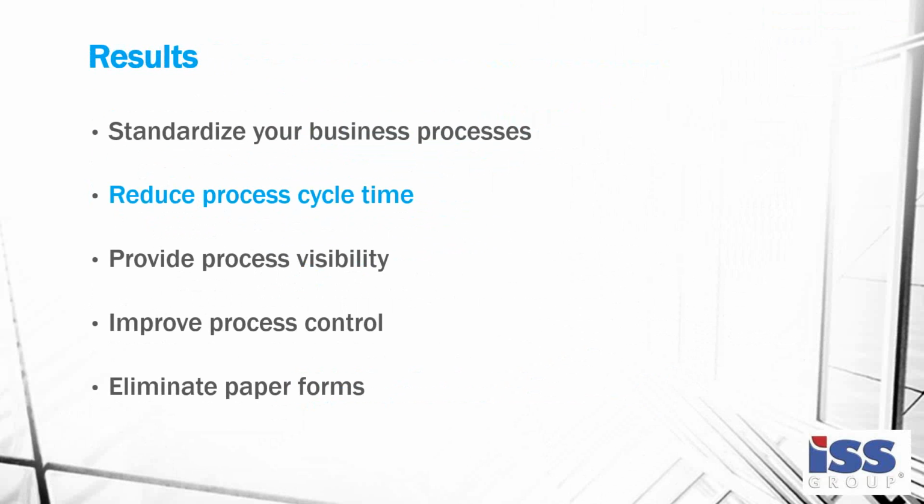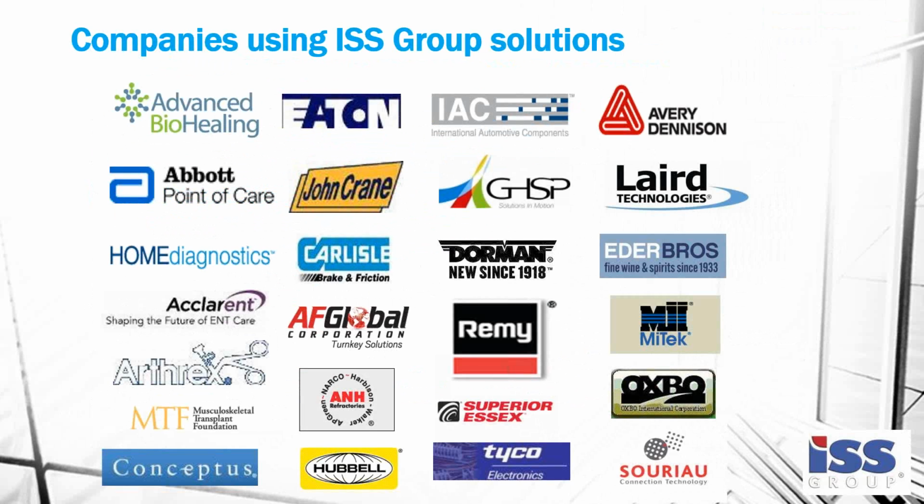So here's what we're going to be focusing on. We're going to focus on the way our technology, or any internet-enabling technology, can be used to standardize business processes, reduce cycle time, provide process visibility to all of the stakeholders, improve process control, and then eliminate the reliance on paper forms to make this a digital experience. And the focus of what we're going to be looking at is to improve cycle time.